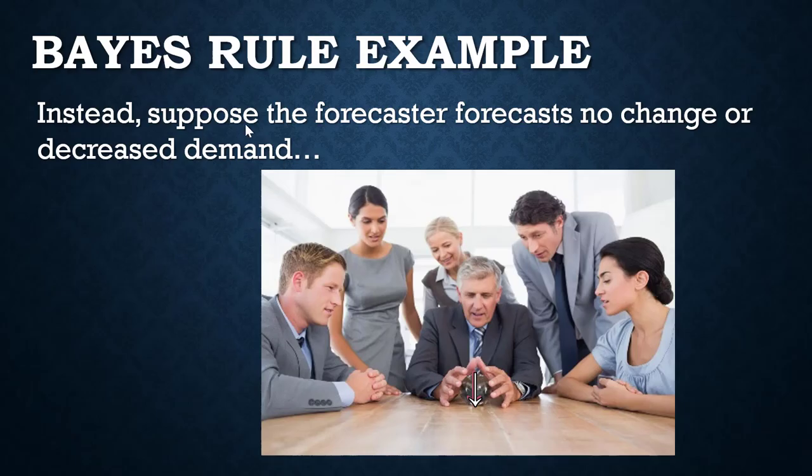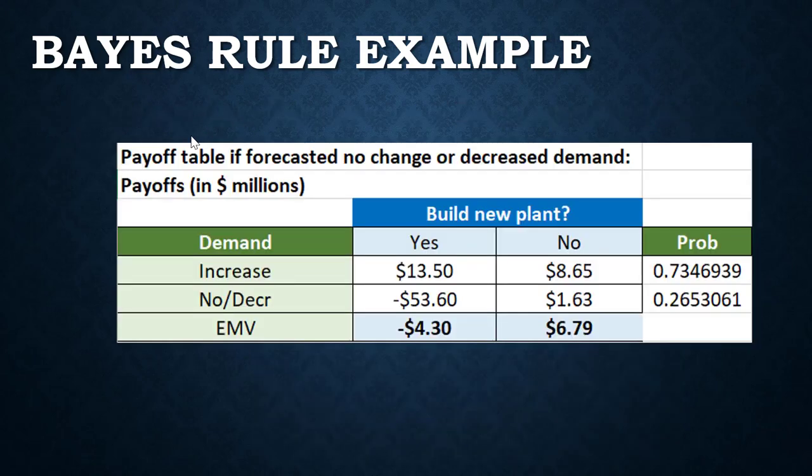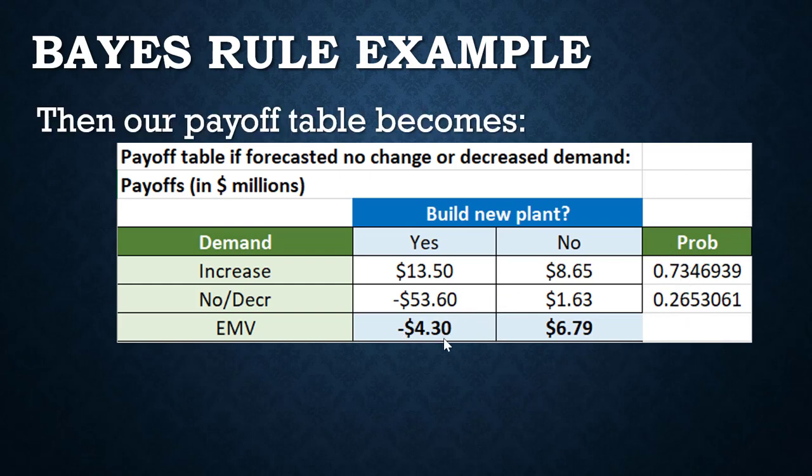Now suppose instead that the forecaster forecasts no change or forecasts a decreased demand. Okay, then here is our new payoff table. Notice our probabilities have changed. These are the ones we got from the Bayes rule calculations from before, and our EMVs change as a result. Let's look at what that means then, and then we'll look at how to calculate this in Excel afterwards.